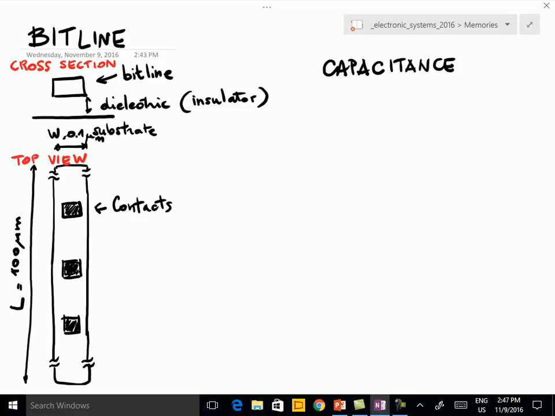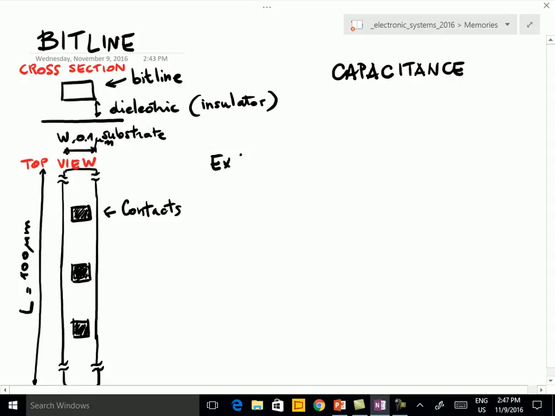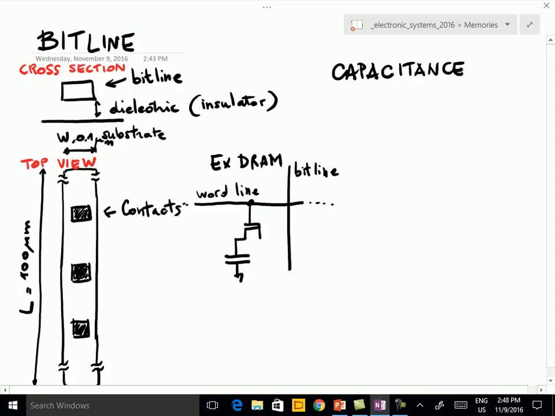For example, in the case of a DRAM, we have the word line, so that the situation is clear. Maybe it's clearer if I draw this way. We have the word line and we have the bit line. And then at the cross, we have that the word line is connected to the gate of an N MOSFET, and the source of the N MOSFET is connected to a capacitor, and the drain is connected to the bit line. So we have one contact here and one contact here.